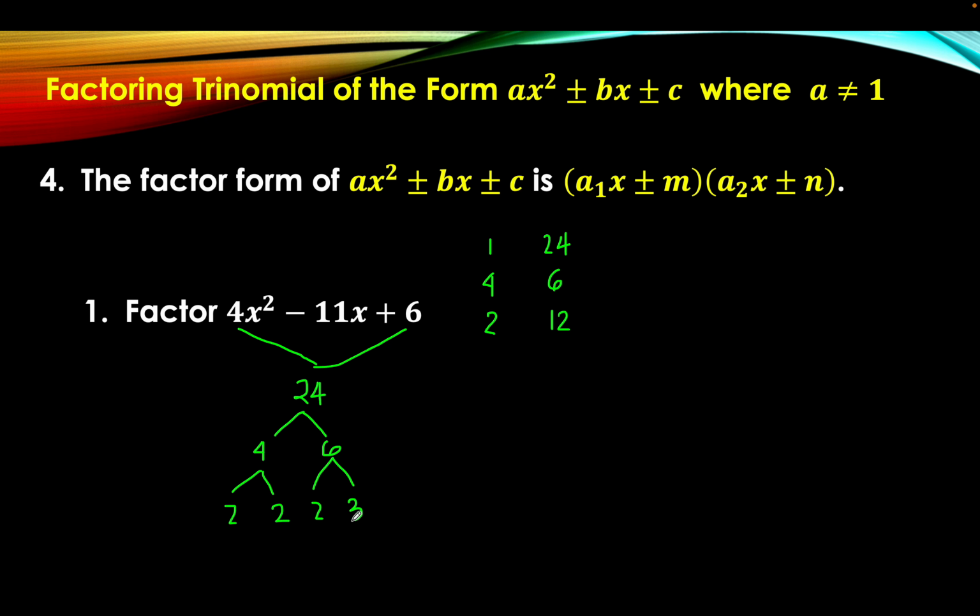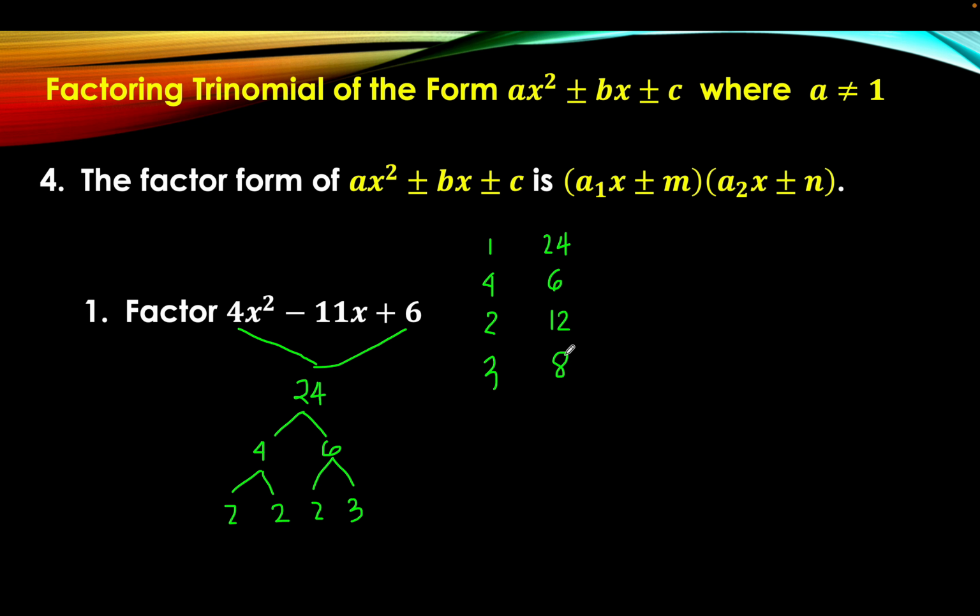Okay? Then, let's factor out 6 as well. 2 and 3. So, if we're going to get 3, since we don't have 3 here yet, the remaining numbers are 2 times 2 times 2. We have 8. Okay? And I think there are only 4 possible pairs of integers whose product is 24. Then, out of these pairs, we'll choose a pair whose sum is negative 11.